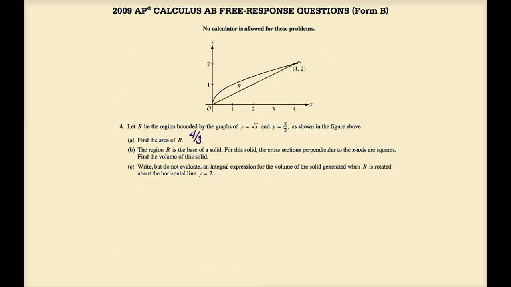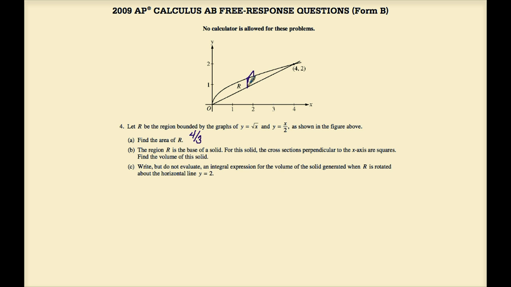For our last example, we'll revisit a free response question we've seen before from the 2009 AP exam. If you recall, in a previous lecture, we found the area of this region R, and that was 4/3. Letter B says the region R is the base of a solid. For this solid, the cross-sections perpendicular to the x-axis are squares. Find the volume of the solid.